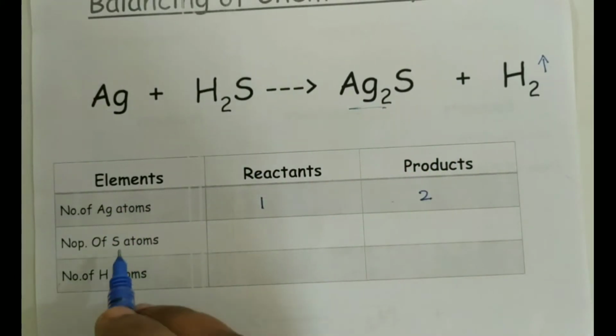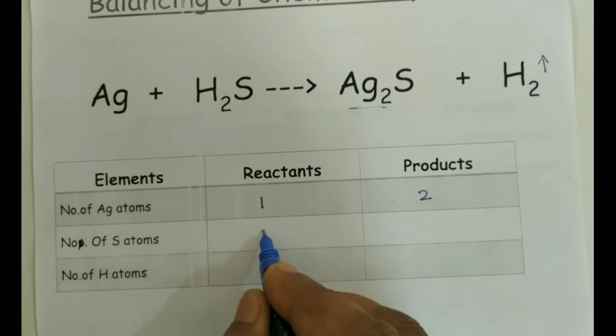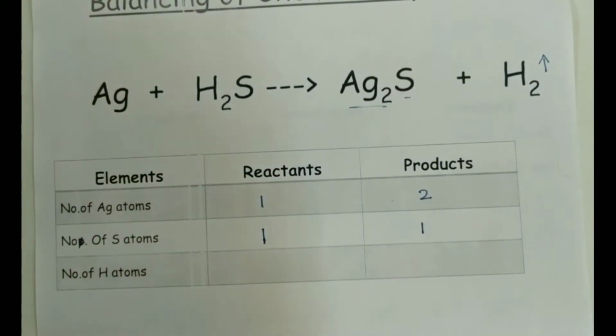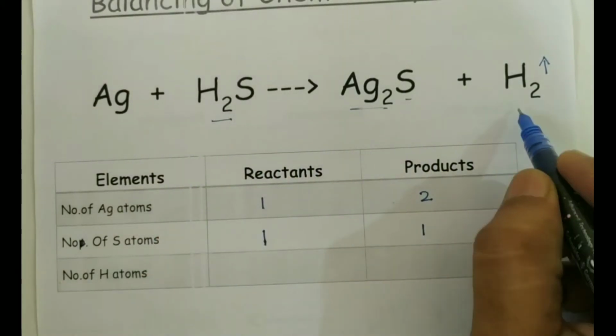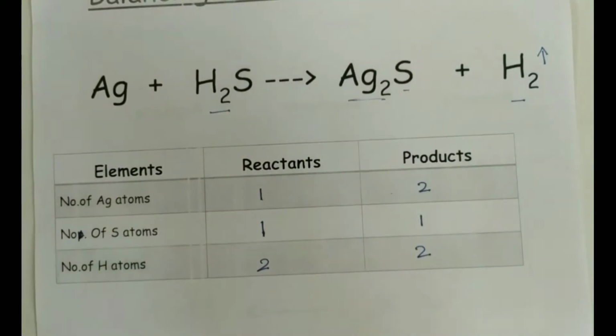The next is the number of S atoms. S atom means sulfur atom. Here how many sulfur atoms are there? 1 sulfur atom is there. Here also 1. So it is a balanced one. And the number of H atoms: H atom here is 2 and here also it is 2. Okay, no problem, 2, 2, right?